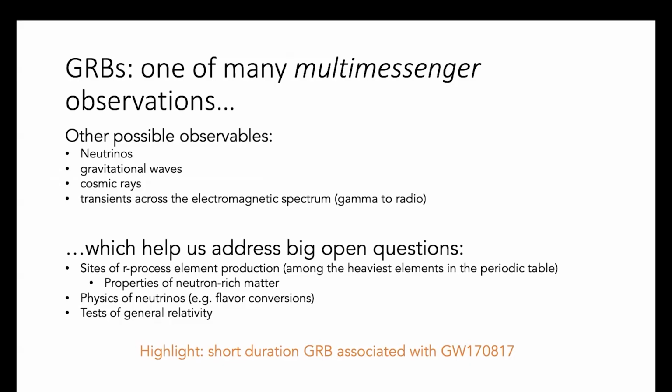And all these together can help us address big open questions like sites of r-process element production. I'm not sure how familiar you guys are, but these are among the heaviest elements in the periodic table, and there are many uncertainties that go into producing these elements, from astrophysical to nuclear uncertainties. So that's what makes them very interesting to study. It's another component of my research that I'm also interested in, but I won't talk as much about today. And then also the physics of neutrinos, there are a lot of uncertainties there. We can learn something about that. And also tests of general relativity, as you know, the central engines are neutron stars and black holes. So we can also test GR in this way. So those are some reasons why GRBs may be of interest. And of course, the highlight again is the 2017 event.